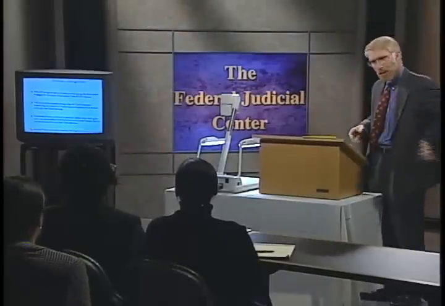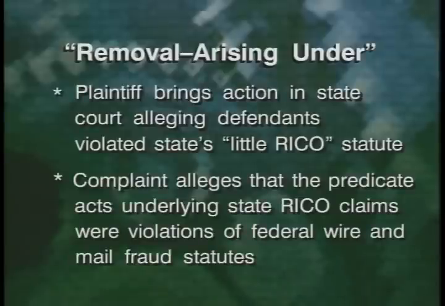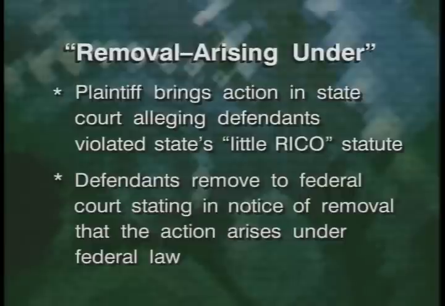As you watch the screen here, let's answer the question as you go. Plaintiff brings an action in state court alleging that defendants engaged in violations of the state's Little RICO statute. You're allowed to have an alternative state Little RICO claim. You could have had a federal claim, perhaps, but they don't. The complaint expressly alleges that the predicate acts underlying the state RICO claims were violations of the federal wire and mail fraud statutes. Defendants timely removed the action to federal court, and you know what they state?